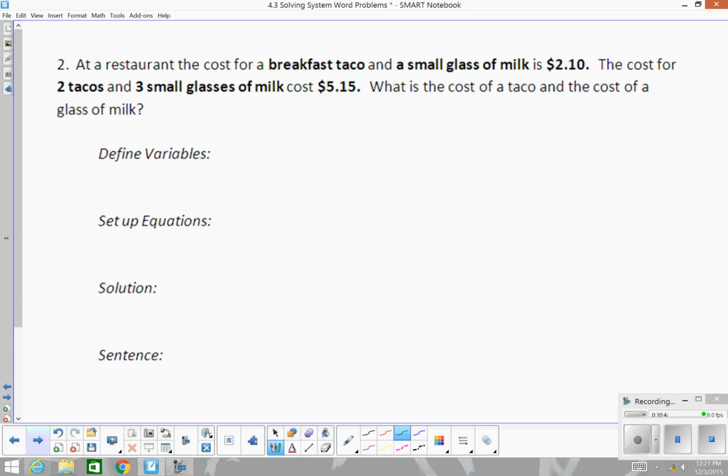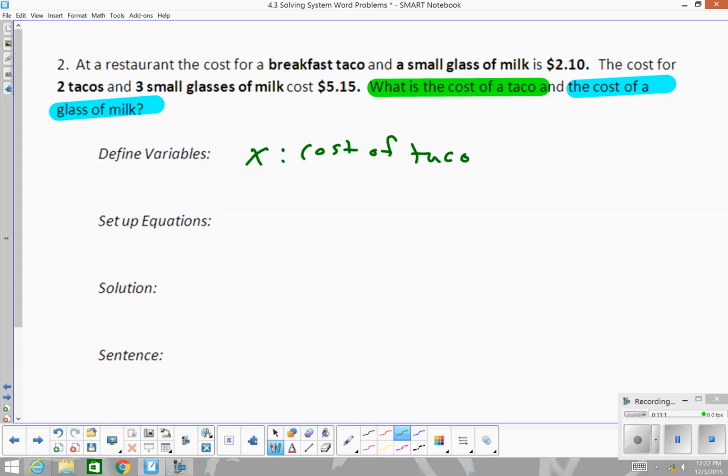Okay, so first things first, what is the question asking you? And when you see what the question is asking you, that's what's going to define your variables. What is the cost of a taco? What is the cost of a glass of milk? So you want to define those two variables. So I'm going to say, okay, the cost of a taco is going to be my x. My y is going to be the cost of a glass of milk.